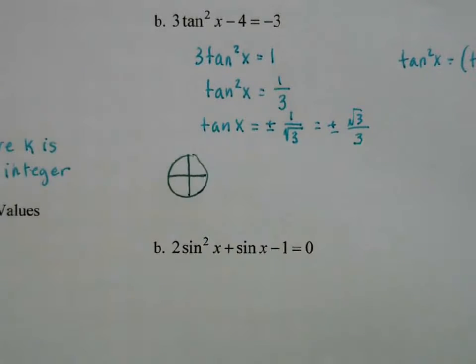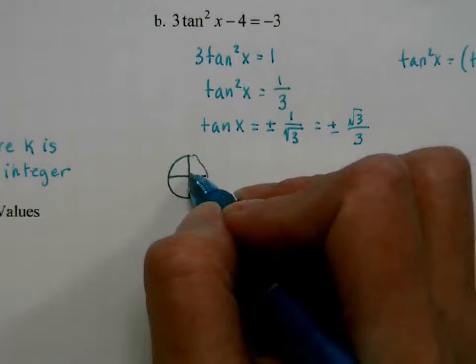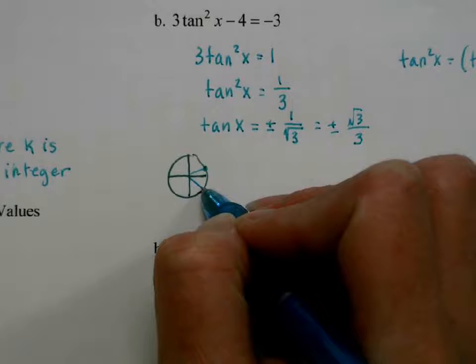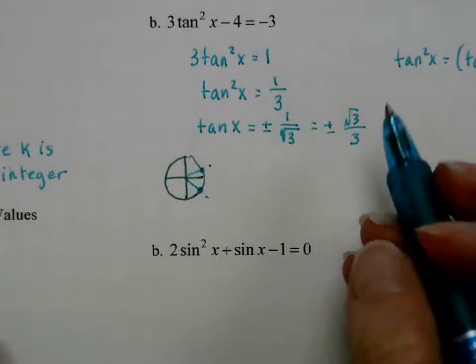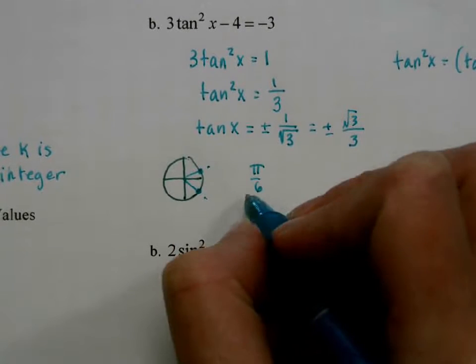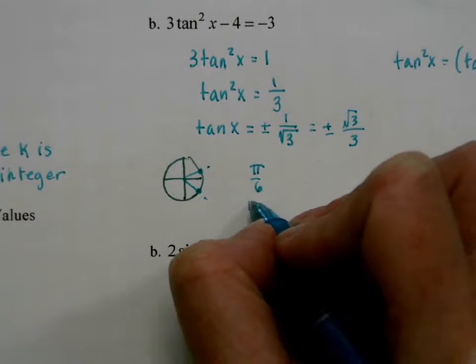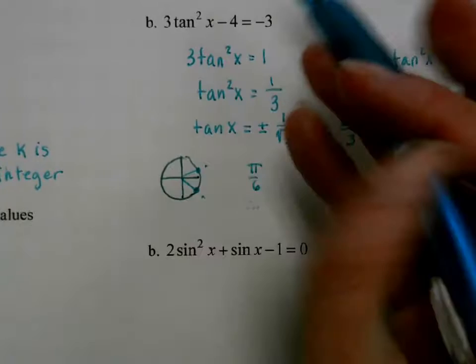Okay, so that's going to be here and here. This would be positive root 3 over 3. This is negative root 3 over 3. So this is going to be pi over 6 and 11 pi over 6. Actually, you can do 11 pi over 6 or negative pi over 6. That will give you the same thing.